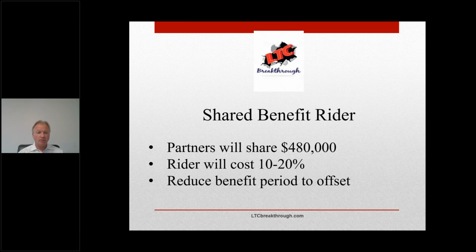And again, one of the great benefits of this rider is that if one of you passes away, your surviving spouse gets to keep all of those benefits that you didn't use, and you only pay your premium on a go-forward basis. So this is a fantastic rider for couples.